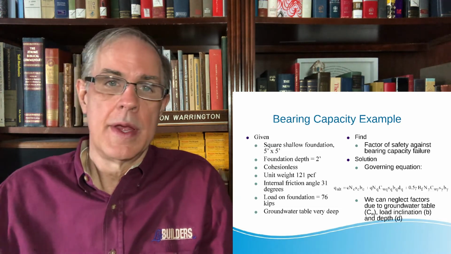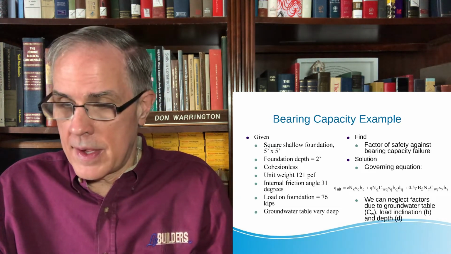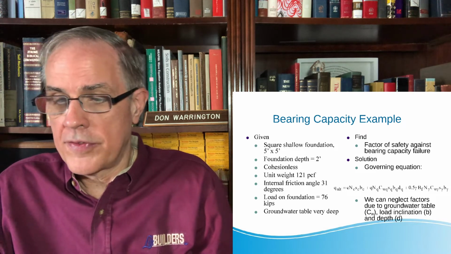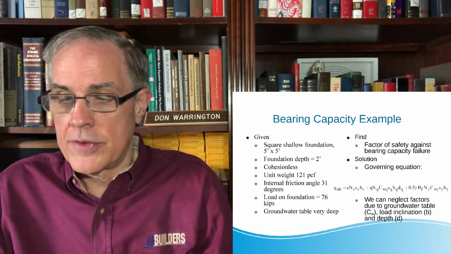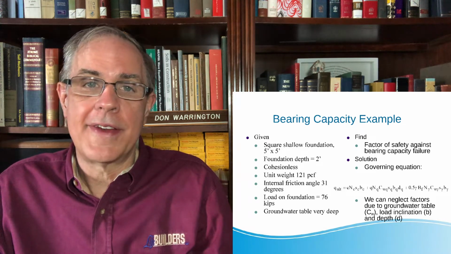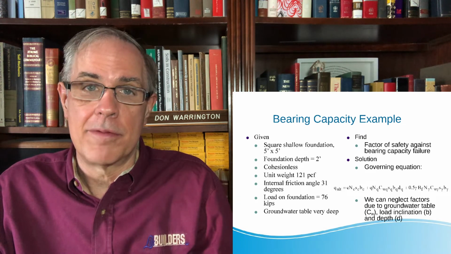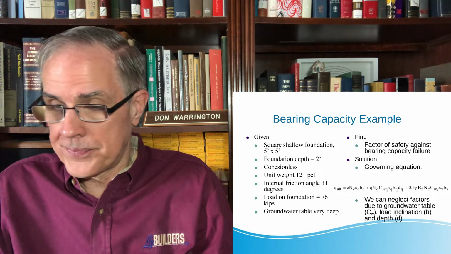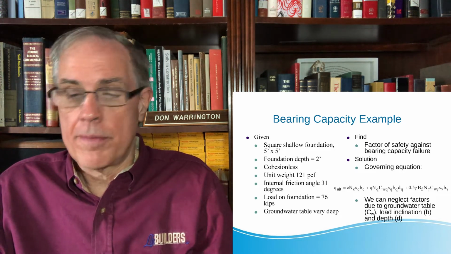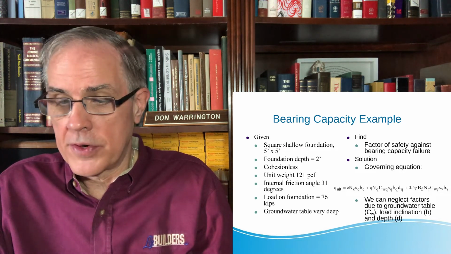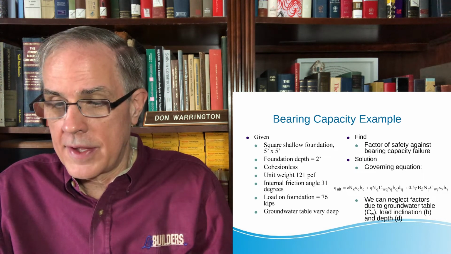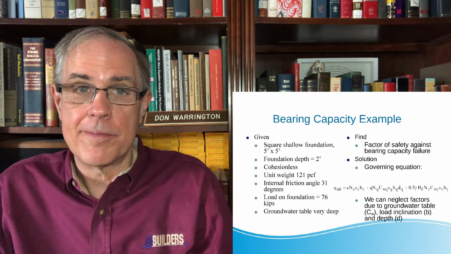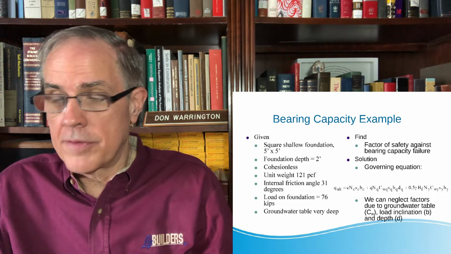And let's take an example. Square foundation 5 by 5, foundation depth of 2 feet. The soil is cohesionless. If I say it's cohesionless, then c is equal to 0. The unit weight is 121 PCF. The internal friction angle is 31 degrees. The load on the foundation is 76 kips. Groundwater table is very deep. Find the factor of safety against bearing capacity failure.